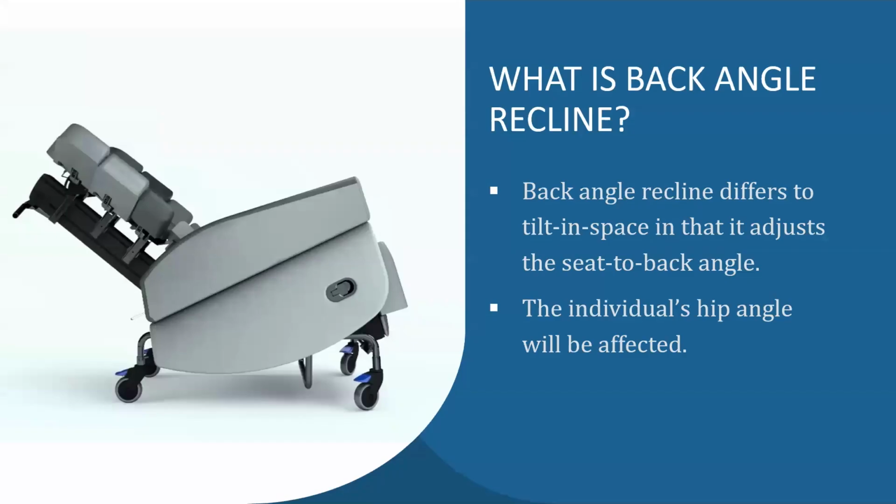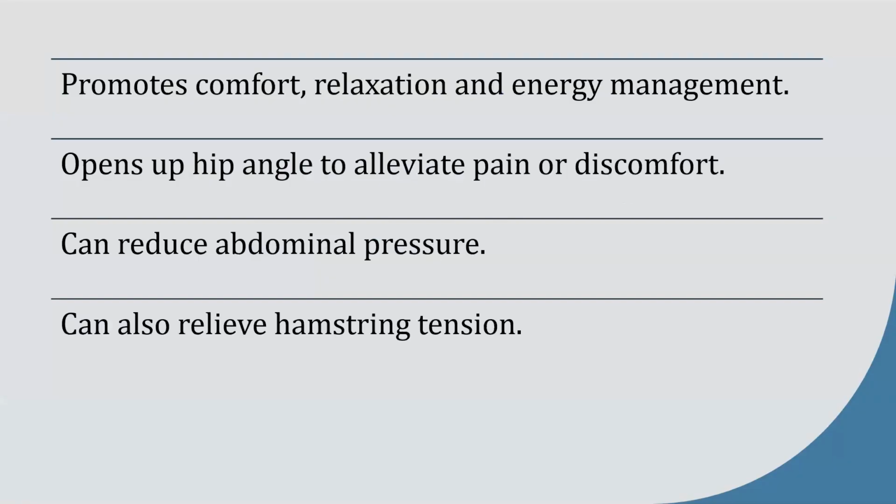So I mentioned back angle recline. This differs to tilt in space because it does actually adjust the seat to back angle. So we do affect the user's hip angle within the chair. And of course, this has its implications, which we'll cover shortly.